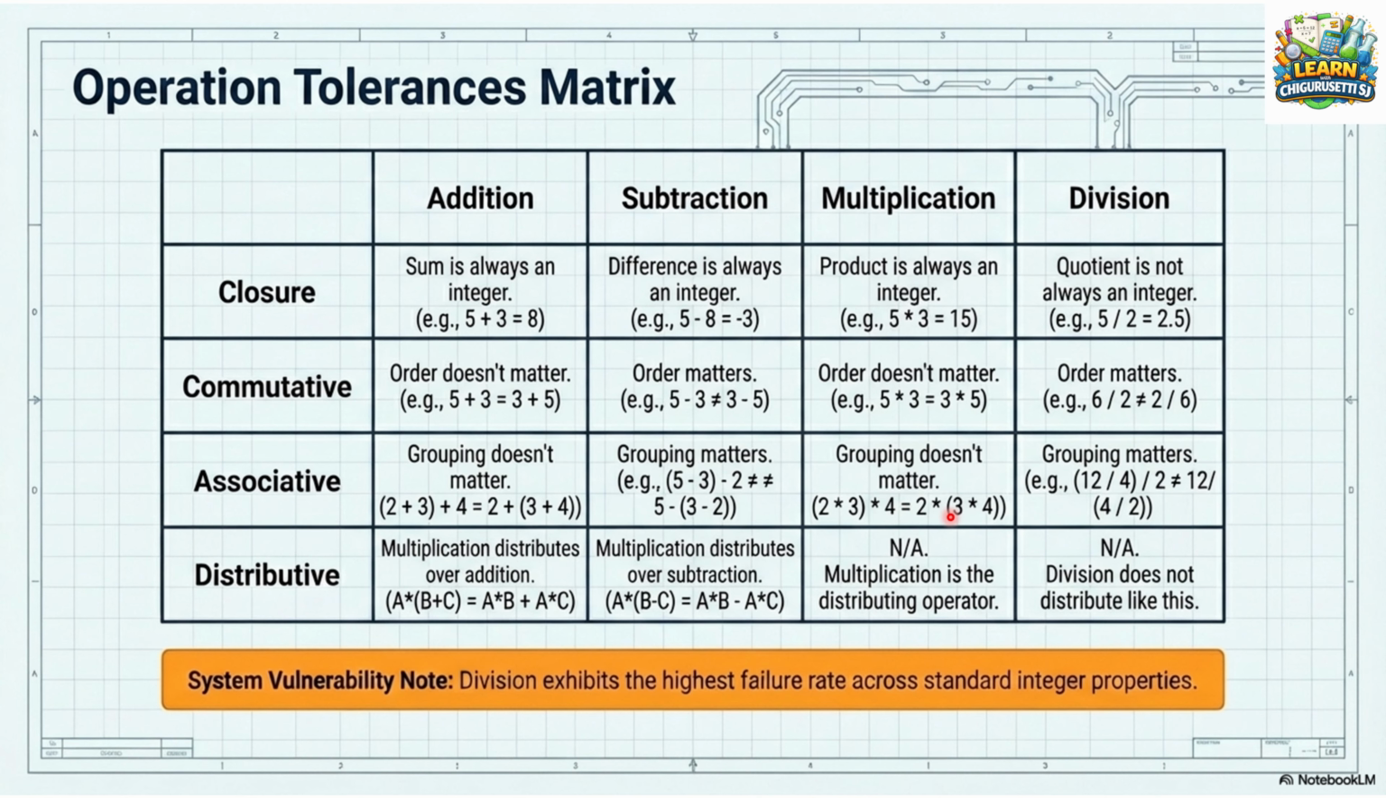Here in multiplication, it satisfies because 2 3s are 6, 6 4s are 24. Here also you'll get the same: 3 4s are 12, 12 2s are 24. And here grouping matters in division, because 12 by 4 is 3 and 3 by 2 will be on the left hand side. But on the right hand side, you will get 12 by 2, which is 6, so they are not equal. Distributive property is given here for these formulas. But because division cannot distribute like that and multiplication is a distributing operator, we kept it as n/a. And division exhibits the highest failure rate.